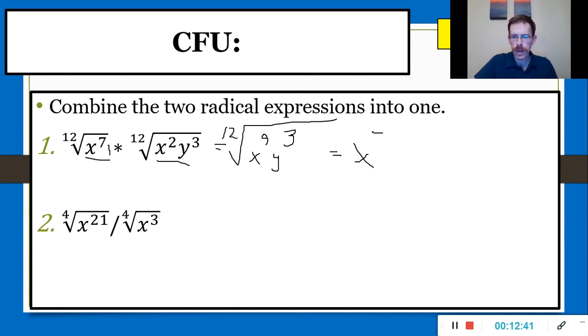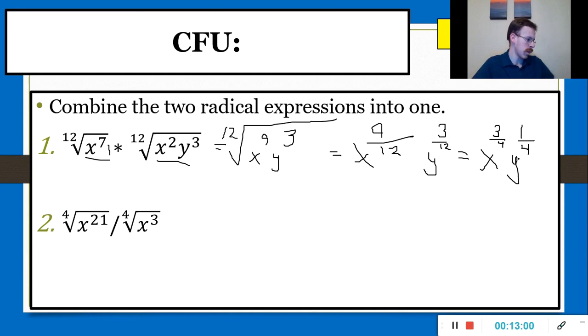Alright, so if I want to put them into exponent form, well, that'd be x, that's x, and then y, which becomes x to the 3/4, always simplify, y to the 1/4.